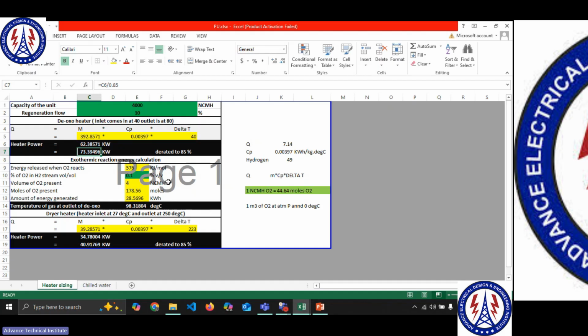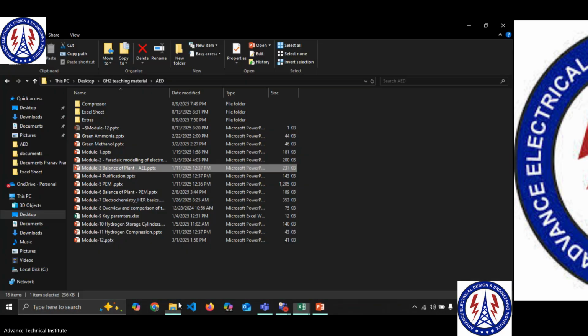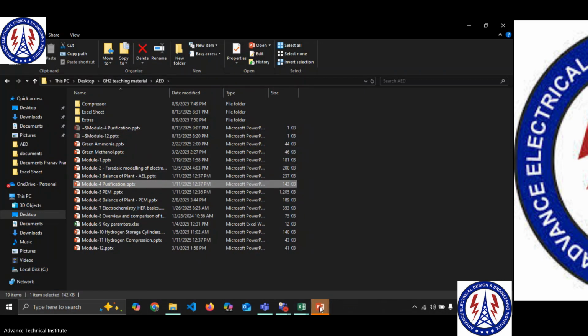This is purely electrical energy to heat energy. There will be some losses also. So in derating, it will be taken care of. 15%. So you learn how to size the deoxo heater. Can I safely say that? Yes.